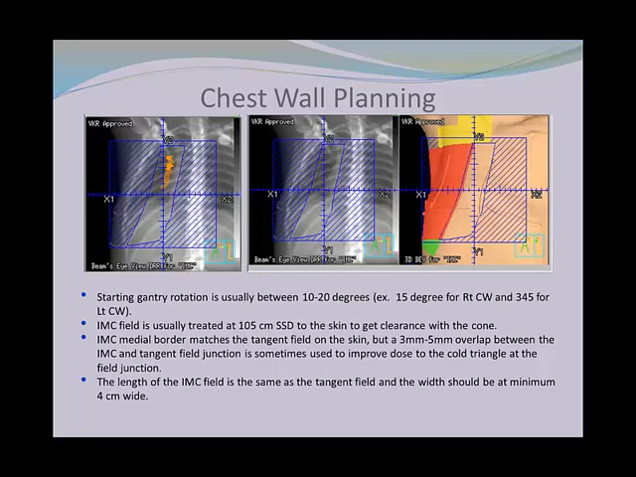Prescription. Usually I'm treating the tangent, supraclav, and the IMC field all to 200 centigray per fraction for 25 fractions. The physician also likes to use bolus, 3 to 5 millimeter, every other day for 2 to 3 weeks, and then they will reevaluate the patient, usually by how red the skin is.